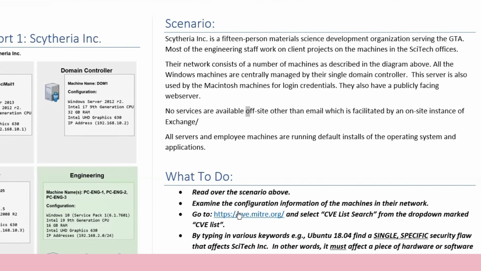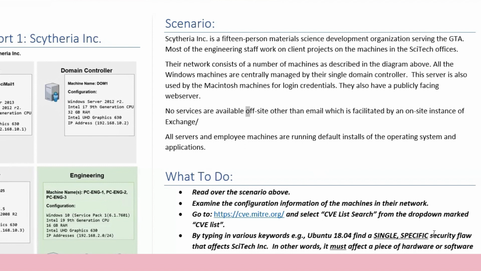Then we go to this website, cve.mitre.org, and select CVE list search from the drop down, mark CVE list. Then by typing various keywords, e.g. Ubuntu 18.04, find a single specific security flaw. They underlined it and made it bold, single specific. Obviously there might be many flaws or vulnerabilities in this organization, but they said we should just find one and concentrate on that one.